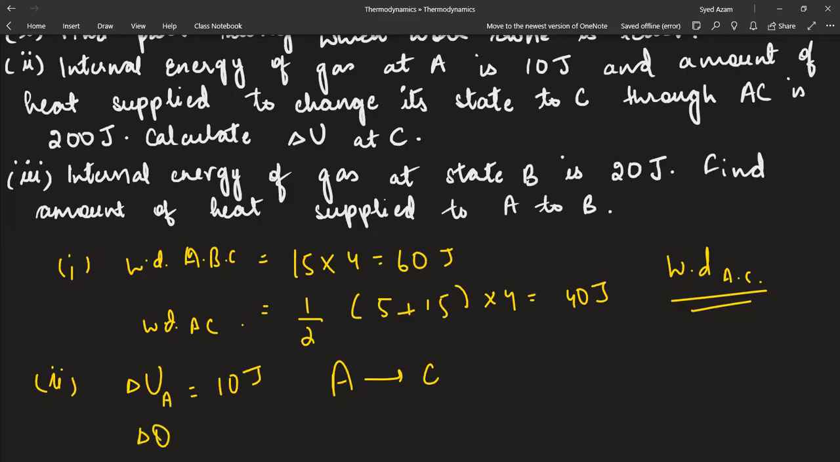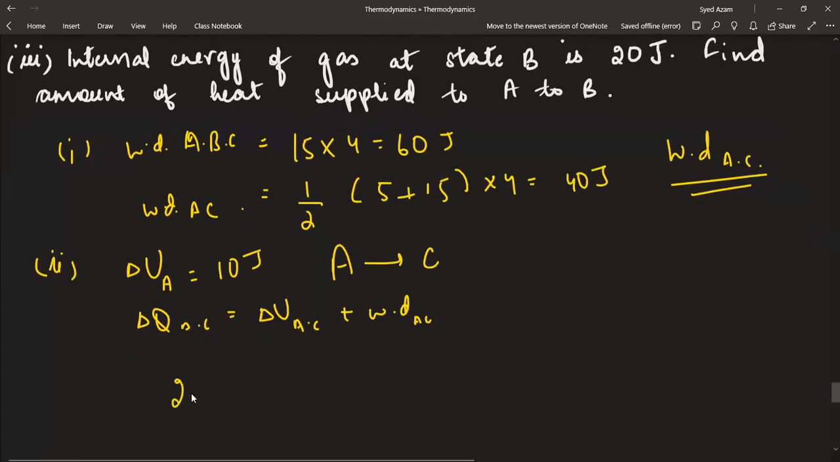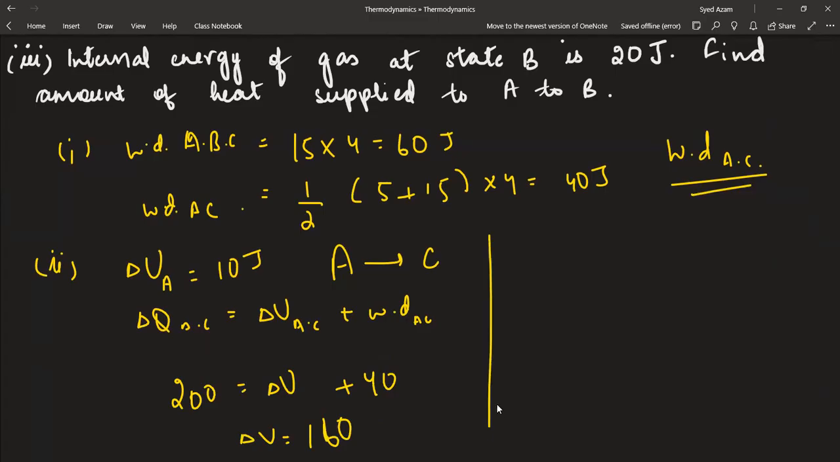Delta Q of AC is equal to delta U of AC plus work done of AC. Work done of AC, we've already calculated as 40. So this will be 200. Now look, this is 40, right? So delta U will be 160. Delta U will be 160.